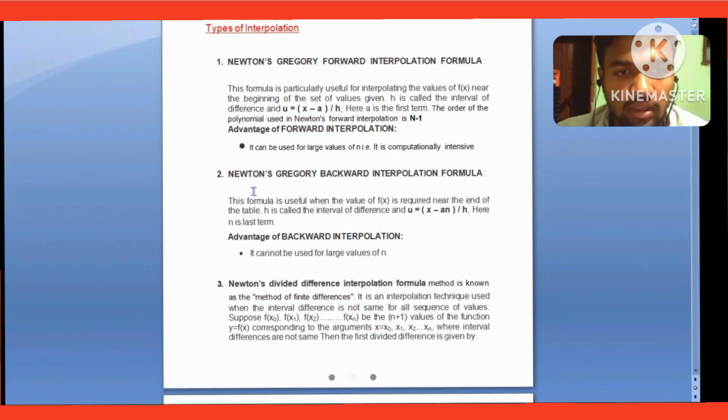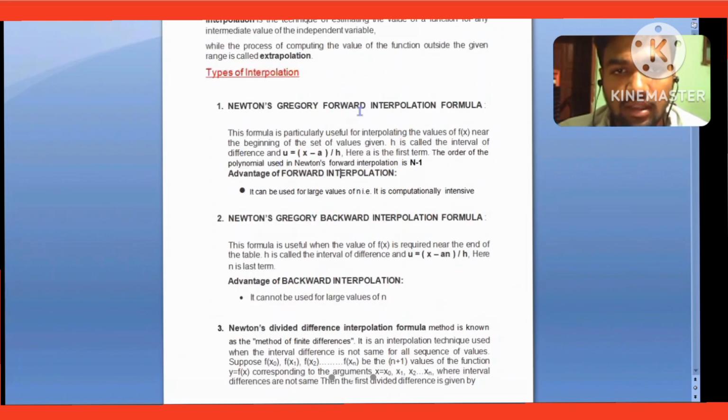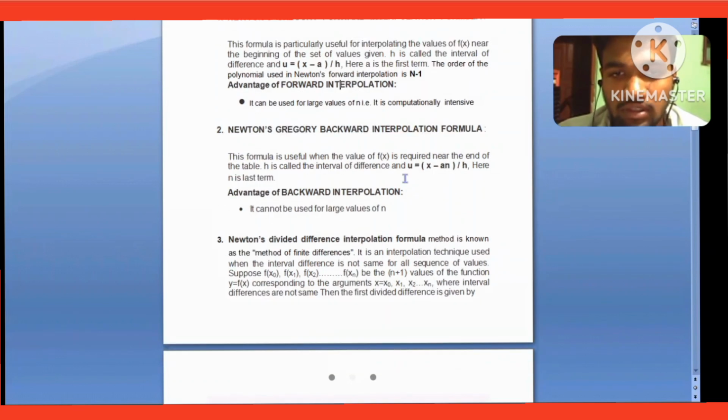Okay. Now Newton-Gregory backward interpolation. This formula is used when the value of f of x is required near the end of the table. In forward, the value should lie at the beginning of the set of values. Here, in backward, it will be at the end of the table. h indicates the interval of difference, and u is equal to (x minus xn) divided by h. Here, xn is the last term and a is the first term.